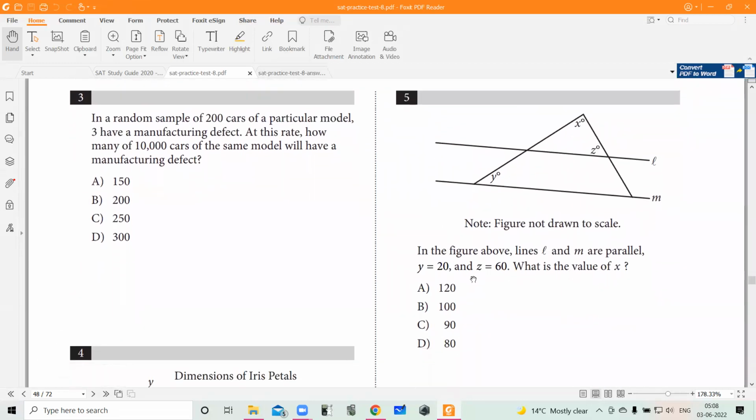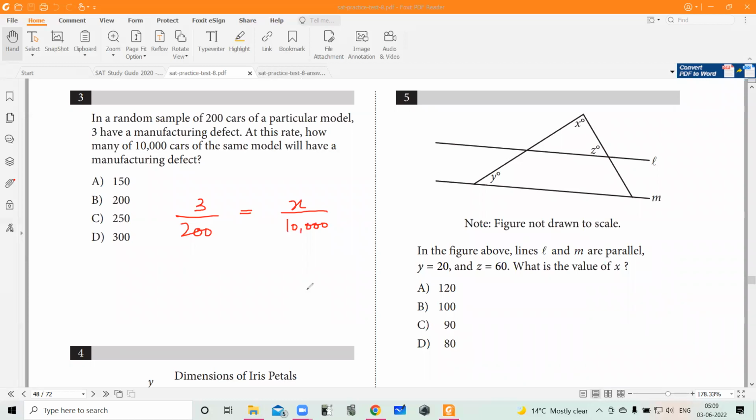In a random sample of 200 cars of a particular model, 3 have a manufacturing defect. At this rate, how many of the 10,000 cars would have a defect? So 100. What's the best way of doing it? 3 over 200 equals x over 10,000. Good.